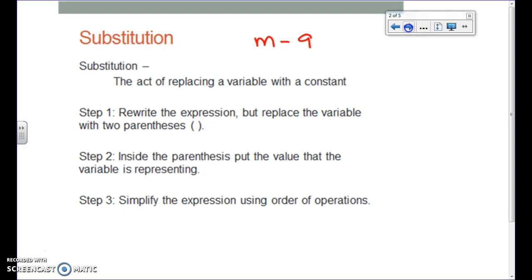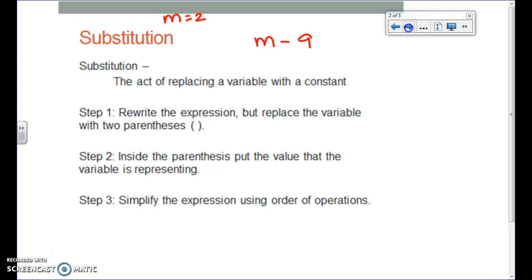All right, and in this expression, we know it's an expression because there is no equal sign. So in this expression, we have a variable and a constant, a variable of m and a constant of -9. I could make m worth any value that I want. It could be 2, it could be 4, but in the math problem, it's going to tell you one specific value that m is worth. And so what we're going to do is this.